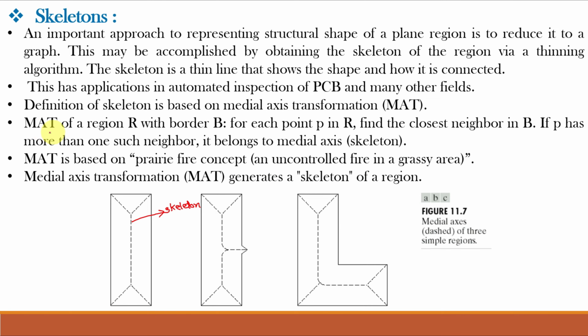Now let us understand how to find out MAT of a region R. Say this is a region R, this is border B of region R, and for each point P, say this is a point P in this region R, we find the closest neighbor in B. Okay, so the closest neighbor can be found out using the distance measures that we have studied in video lecture number 5. So here the closest neighbor on border B is this point as well as this point. So it has more than one such point. Okay, so if P has more than one such neighbor, it belongs to medial axis or skeleton of the region. So this P belongs to the skeleton of this region R.